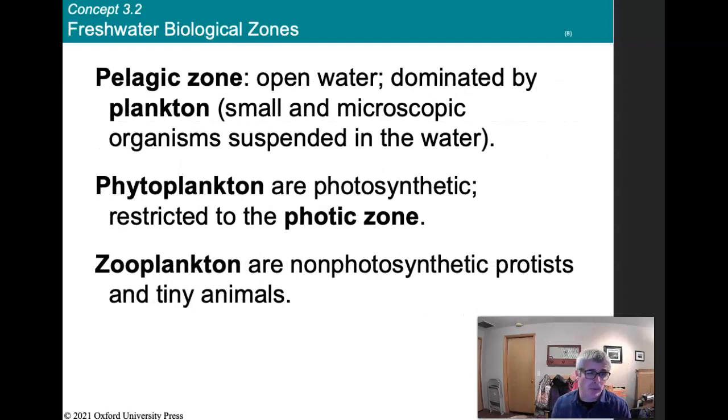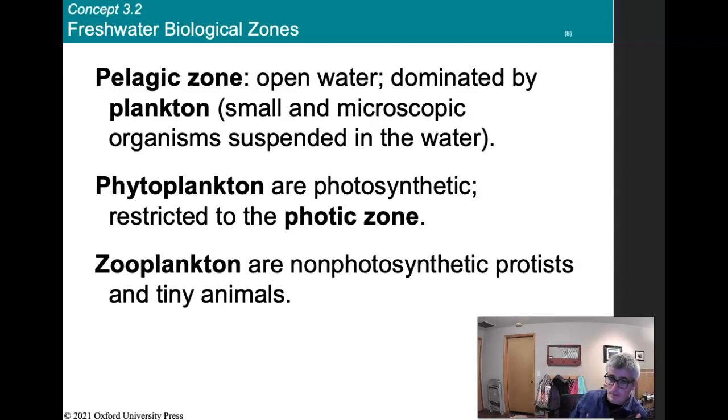These are the same terms we use in the marine environment. So there's the pelagic zone, which is dominated by plankton. This is the upper parts of the lake, where plankton are exposed to light, associated with the photic zone, where light penetrates the water, and plankton can grow. Plankton in general just means small microscopic organisms suspended in water.